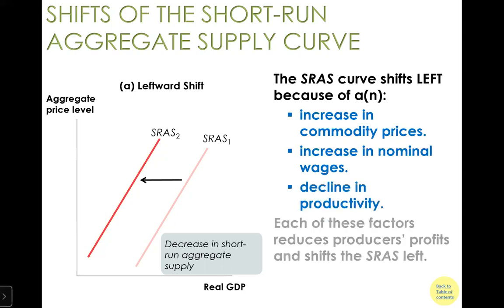The third possibility is a decline in productivity. We are running out of innovation, running out of technological breakthroughs. Each of those factors will reduce the producer's profit margin, which is going to reduce their incentive to produce. So that is going to lead to a decline in short-run aggregate supply, or the curve will shift to the left.